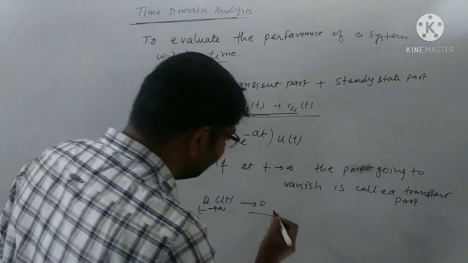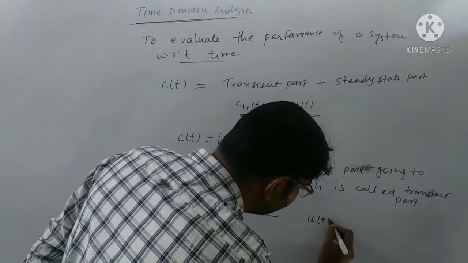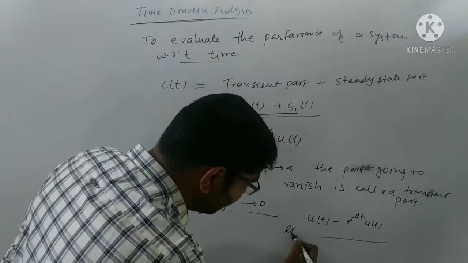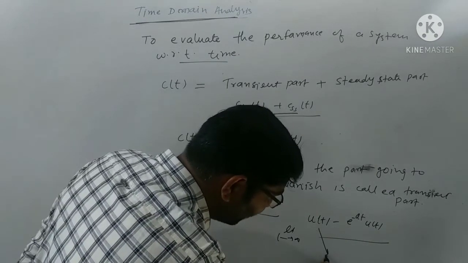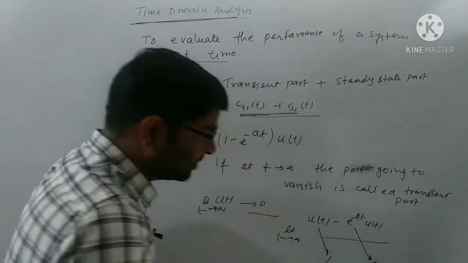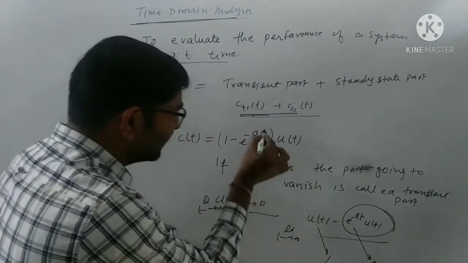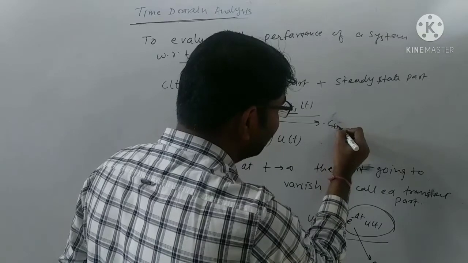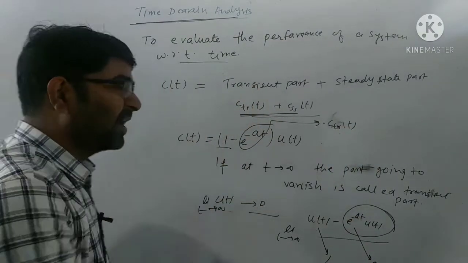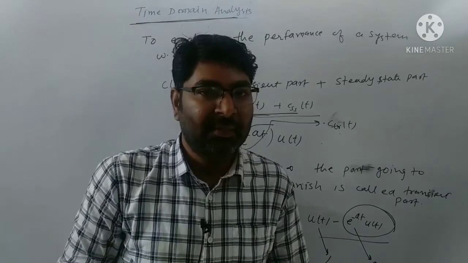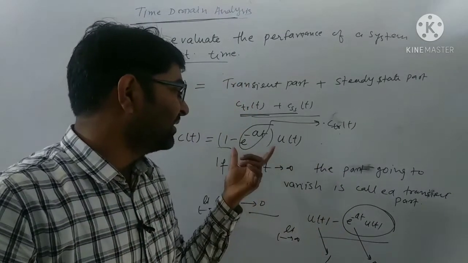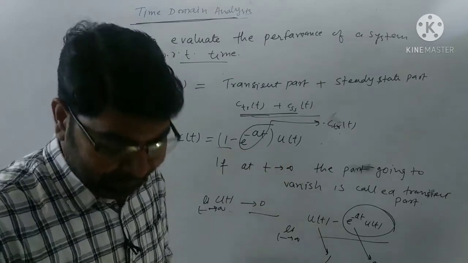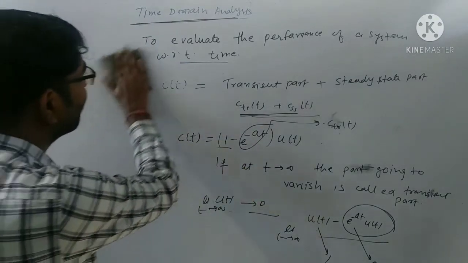Here, this is u(t) minus e^(-t) u(t). If I put the limit t approaches infinity, the first part is 1, and the second part goes to 0. So this part is my transient part, which I denote as C_tr(t), and the remaining part is called the steady state part. Clear till here? This is how we identify the steady state and the transient part for a given response. Now, this is the basic idea.